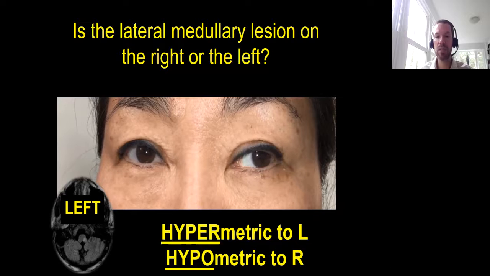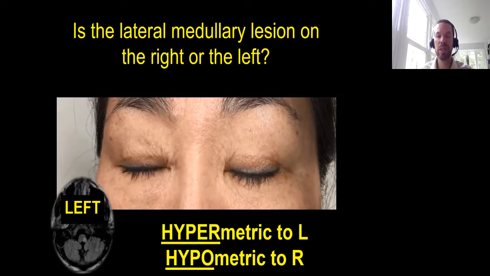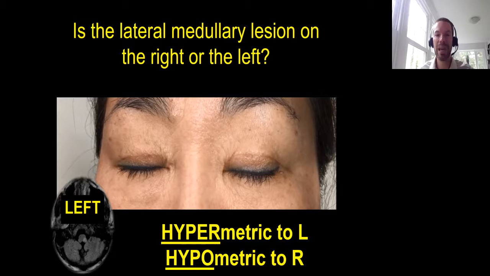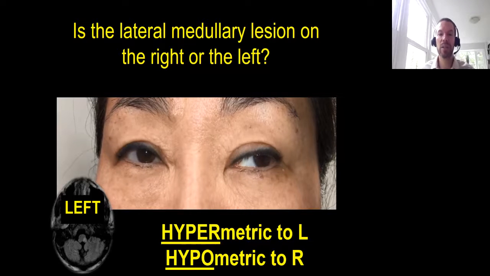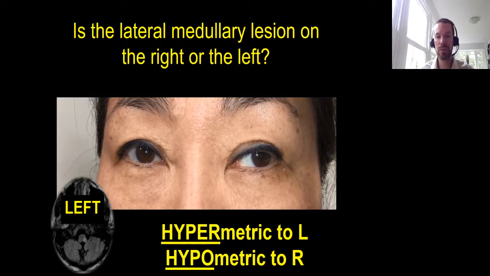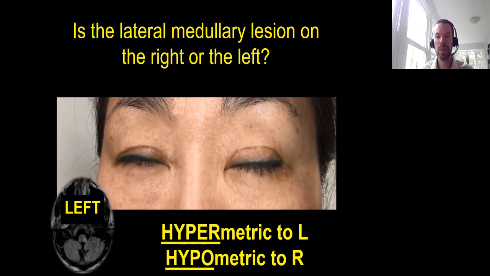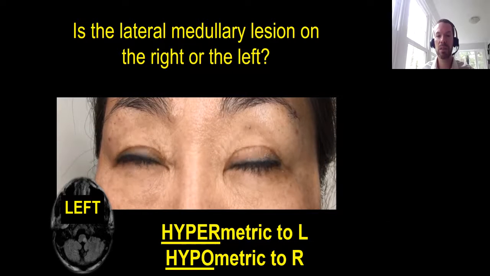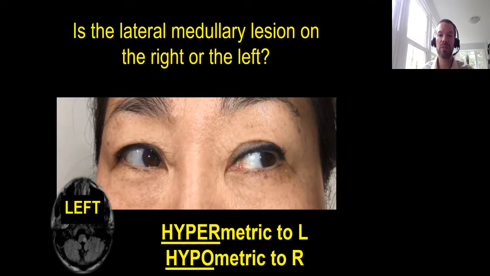And again, toward the same direction, the same side where there's the hypermetria, you're also going to see the ocular lateropulsion to the left. And again, behind closed lids, the eyes drift to the left, open the eyes have to come back to center to find the target.